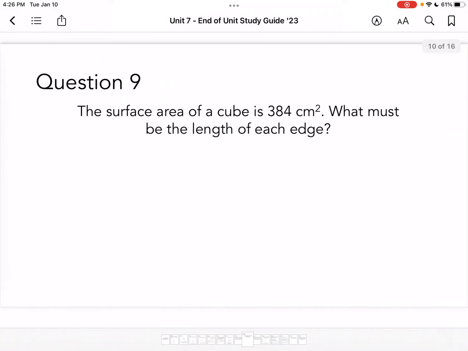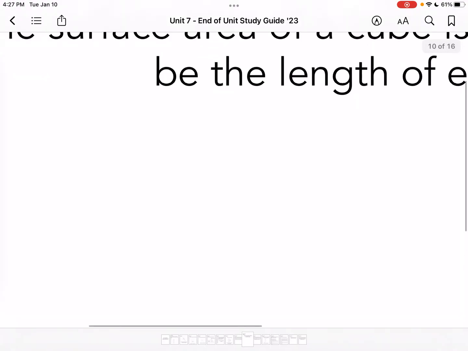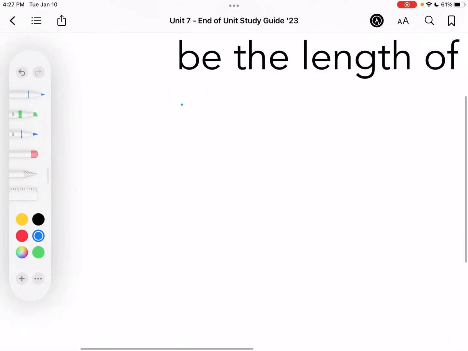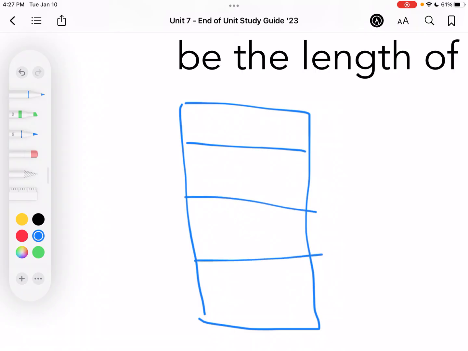All right, the surface area of a cube is 384 centimeters squared. What must be the length of each edge? Okay, so we're talking about a cube. So I'm going to draw out my net. And I know I'm pretty sloppy, and it's not really looking like a cube. Looks kind of like a rectangular prism, but I know these are all squares.